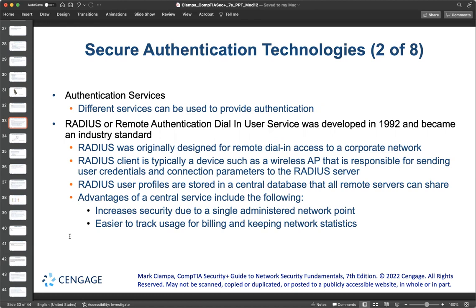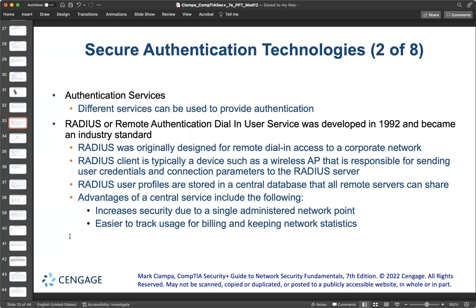Also, you can use authentication services, right? There are different services that can be used to provide authentication. The oldest of all is RADIUS, or Remote Authentication Dial-In User Service, which was developed a long time ago. And back when the computer world was young, it was the industry standard, right? It was originally designed for remote dial-in access, like through the phone, basically dial-in access to a corporate network. You remember those modems that were screaming to get connected?